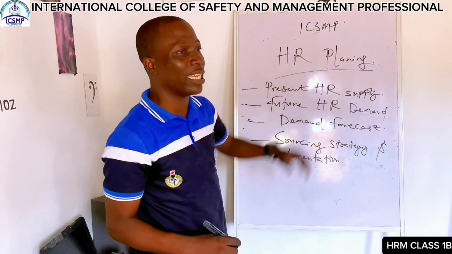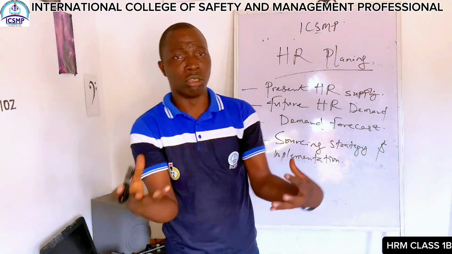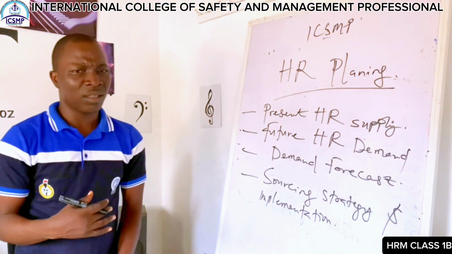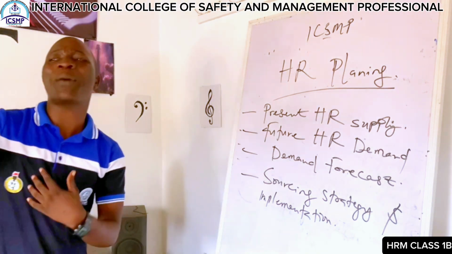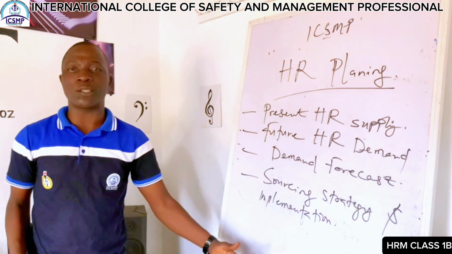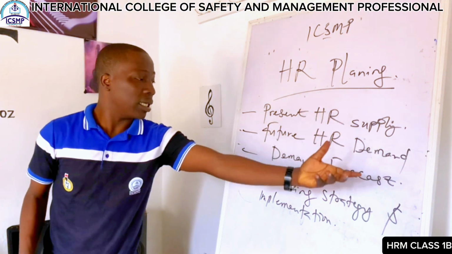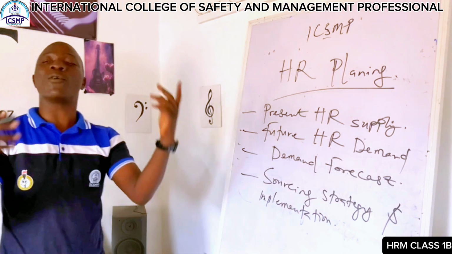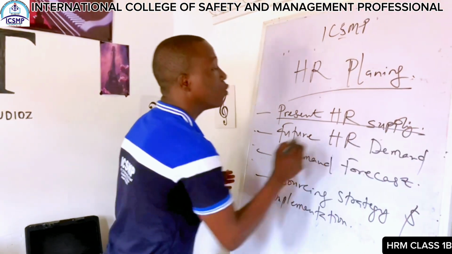Let's take it one after the other again. Under human resource planning, you want to plan for recruitment, for selection, for the interview, for the staffing. You don't just achieve it. There are principles to it, there are processes to it, there are professional pathways to it. And this is a pathway: present HR supply, future HR demand, demand forecast, sourcing strategies, and implementation. So we are still going to take them one after the other again. Now let's start with present HR supply.